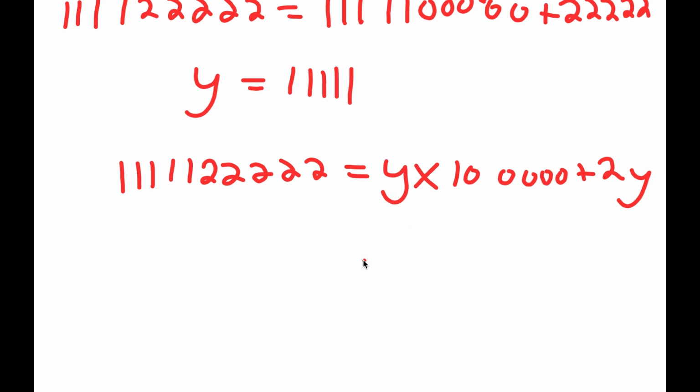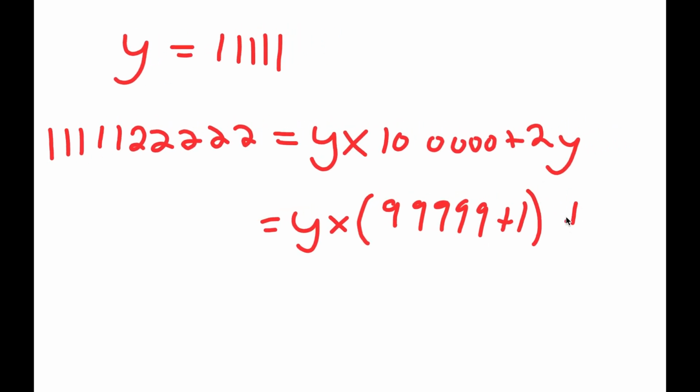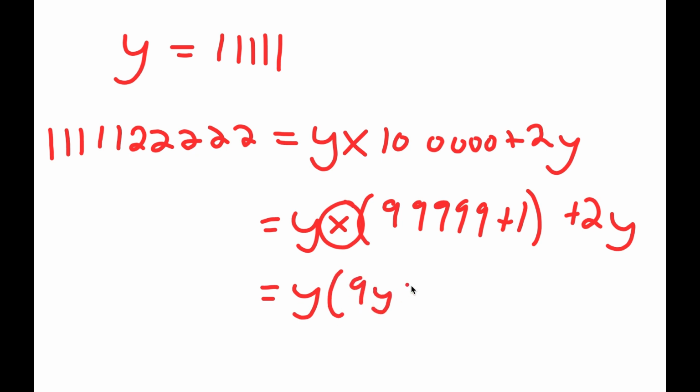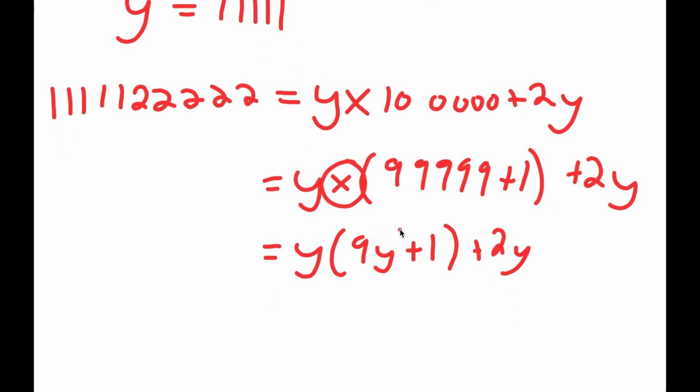So now, this is the same thing as y times 99,999 plus 1, plus 2y. And just so you know, this is 9 written five times. And this is equal to y times 9y plus 1 plus 2y, because y is 11,111. So we just put it times 9, which is 99,999.